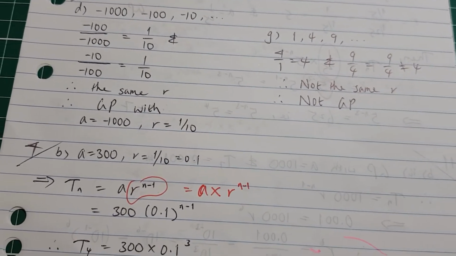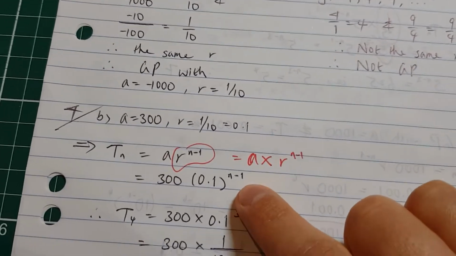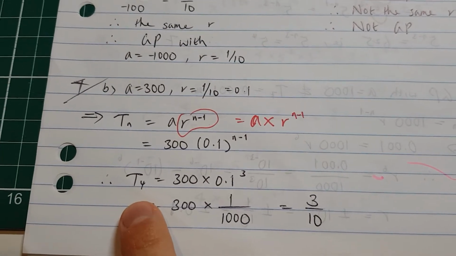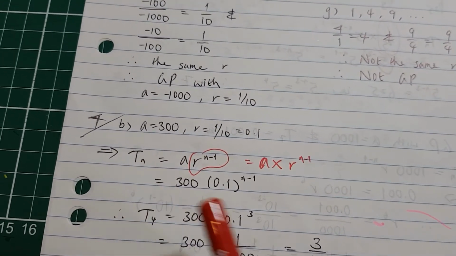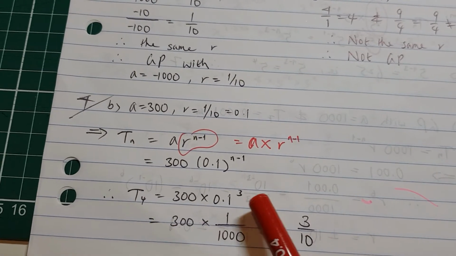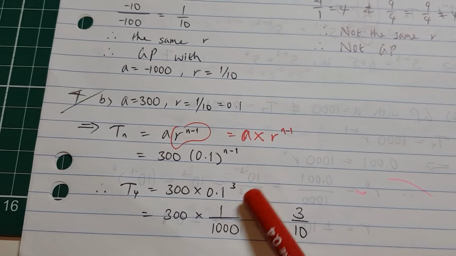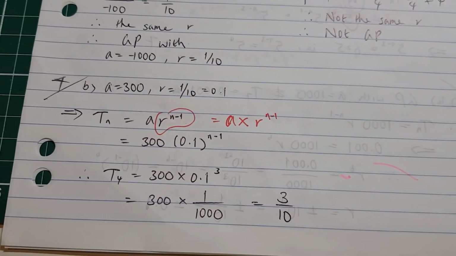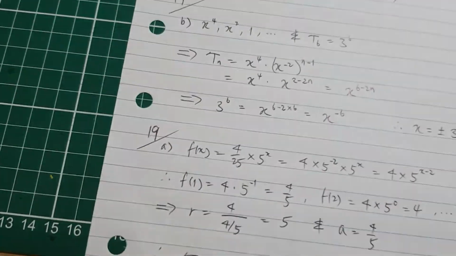Okay. All right. So 300 times 0.1 to the power of n minus 1. And you're asked to find the fourth term. So notice it's the Tn, the nth term, is n minus 1. So it's not the 4 you're putting in there, it's one less. So it's going to be cubed. Okay, so then it becomes that. All right, so 3 on 10 is the fourth term.